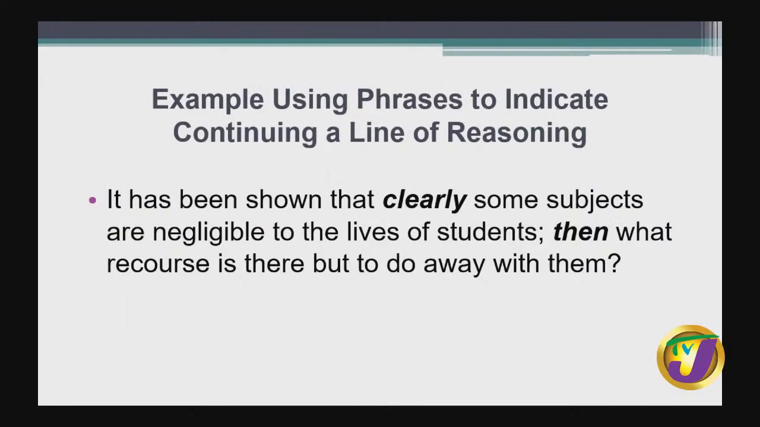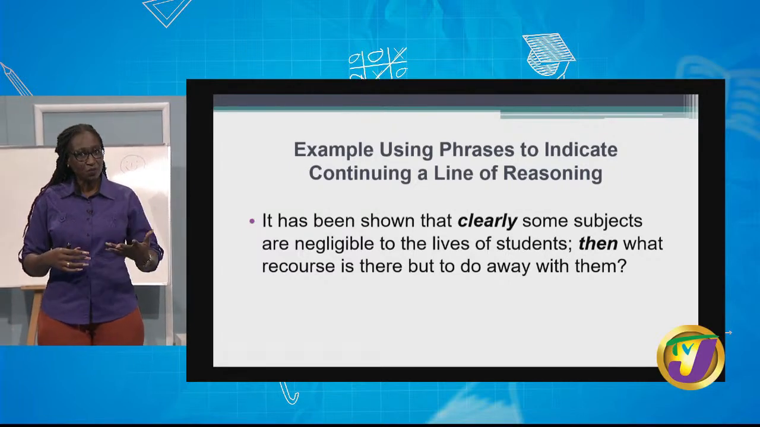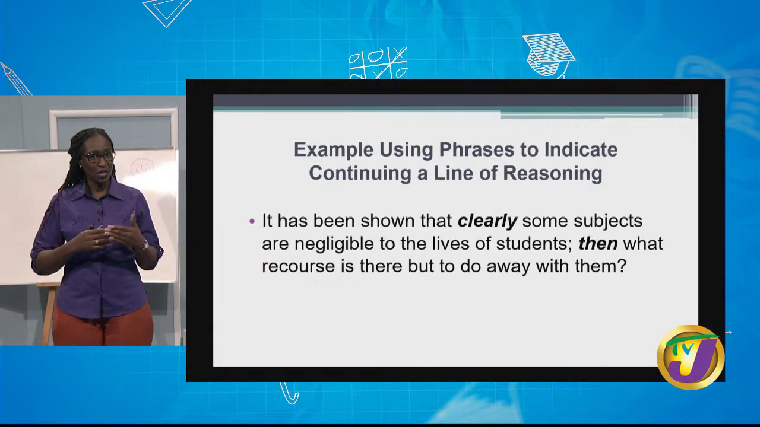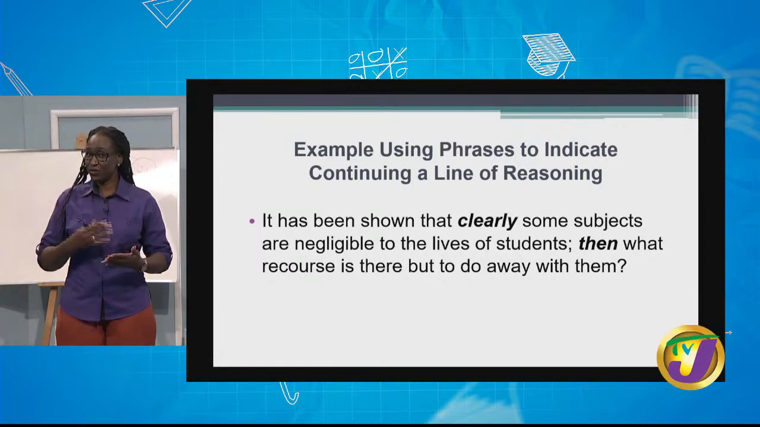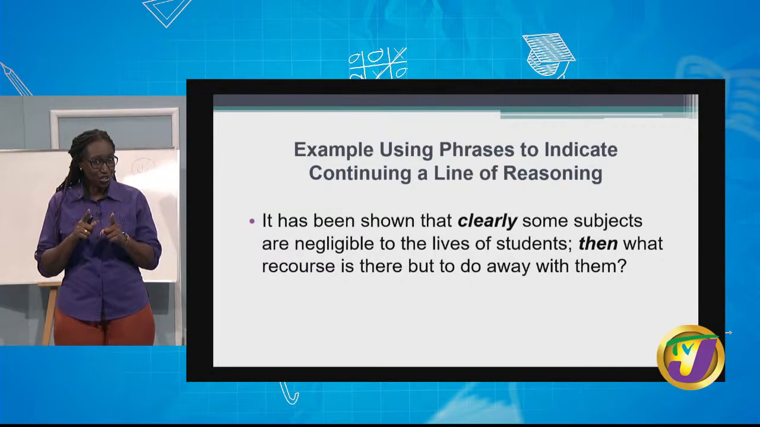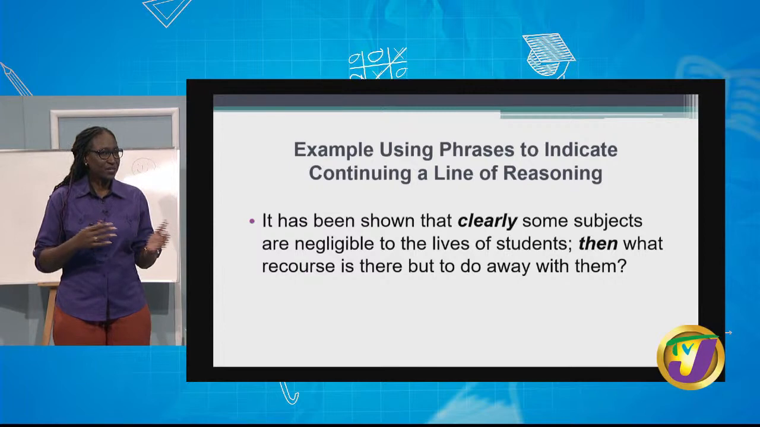It has been shown that clearly some subjects are negligible to the lives of students. Then what recourse is there but to do away with them? So again, you started a line of reasoning. Some subjects are not necessary. And you have continued it now to say, since they're not necessary, then get rid of them. Remember, that's the question we're working with, the idea that there are some subjects that are considered to be less than relevant or not as important as others.